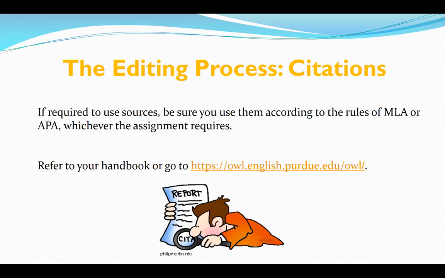Now, with citations, if you're required to use sources, be sure to use them according to the rules of MLA, which is the Modern Language Association, or APA, the American Psychological Association, whichever the assignment requires. There are other ways to source papers, such as Turabian or Chicago. Engineering papers have their own way of doing it. So each field has a specific way of doing it. Most people will use either MLA or APA.